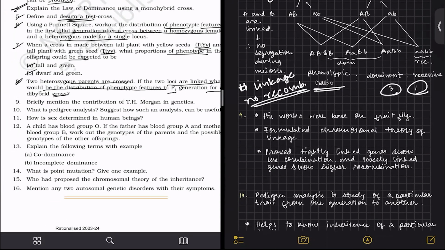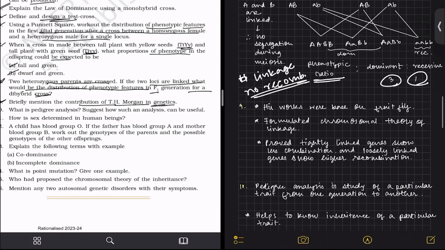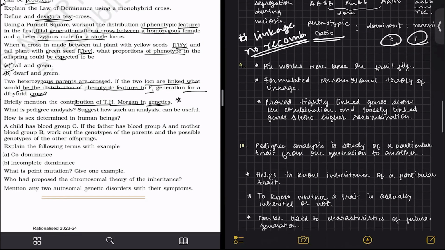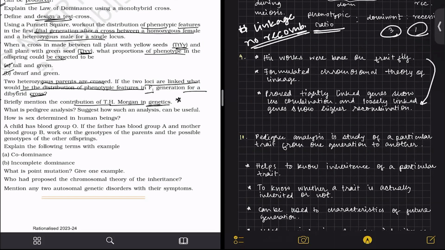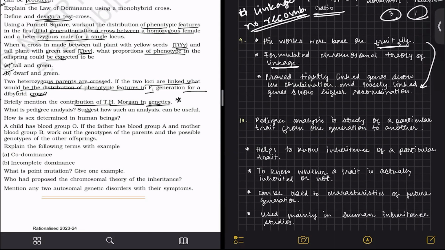Now, question number 9. Briefly mention the contribution of T.H. Morgan in genetics. It is already mentioned in NCERT, and I have written the points here. He used the fruit fly. He gave the theory of linkage, and he proved that tightly linked genes show less recombination, and loosely linked genes showed higher recombination.